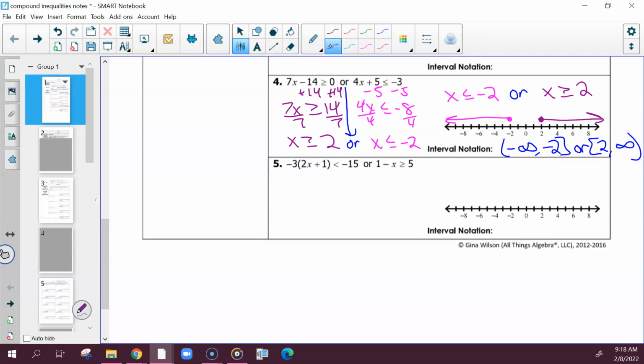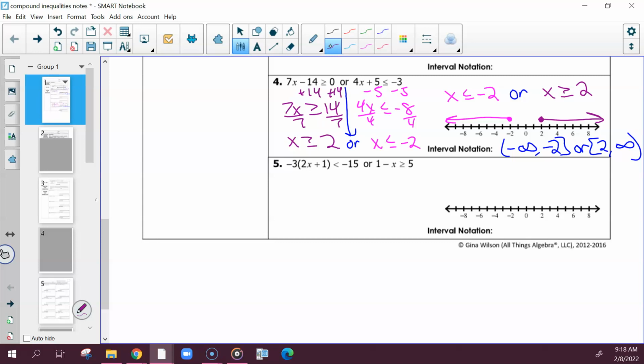With number 5, we have something we need to distribute, or if we wanted to, we could divide both of these sides by -3 because they're both divisible by 3. You would just need to remember because we're dividing both sides by a negative, the sign would change. So we're going to do that one both ways so you see what would happen in that case.